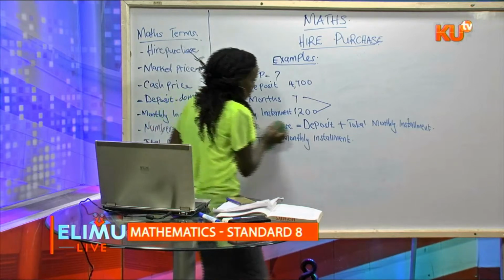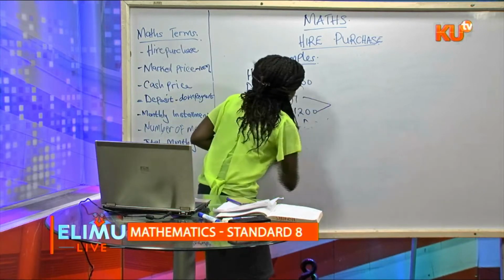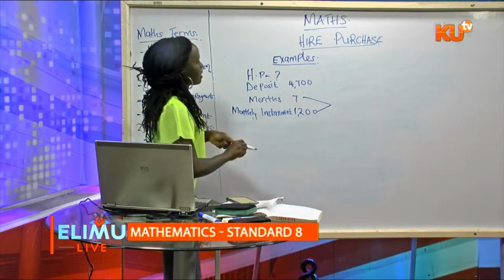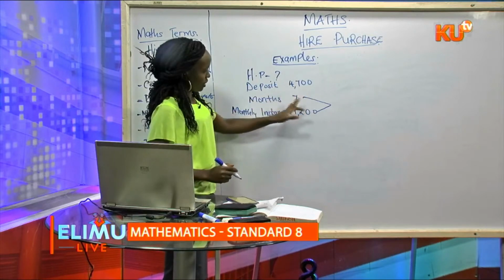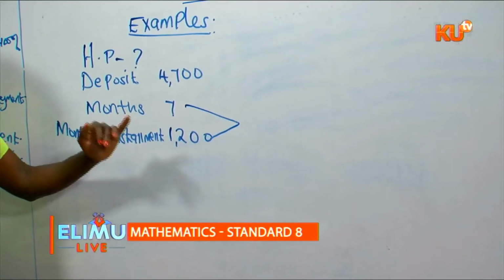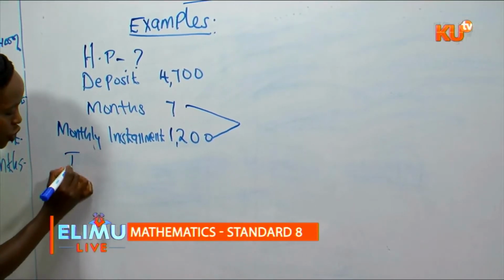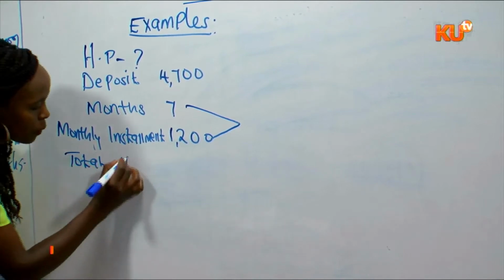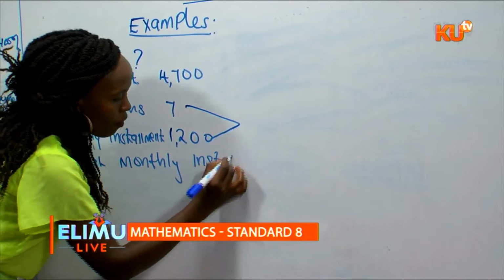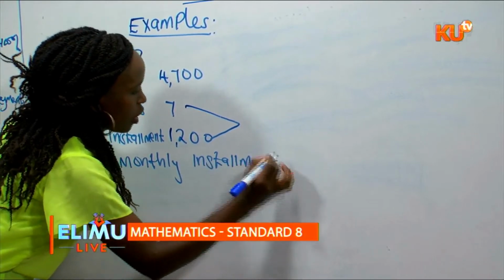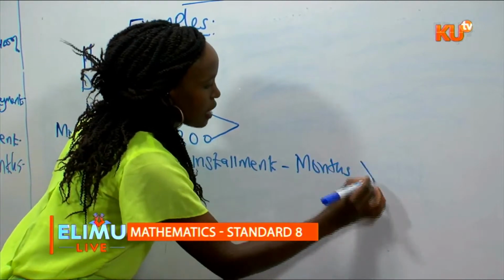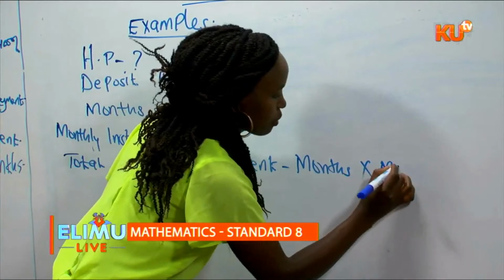So we can remove this first. So let's go backward a bit. Sorry for that. So we are told that this person paid a deposit of 4,700 in a duration of 7 months, and each installment was 1,200. So let's start by getting the total monthly installment, whereby we're supposed to take the number of months times the monthly installment.